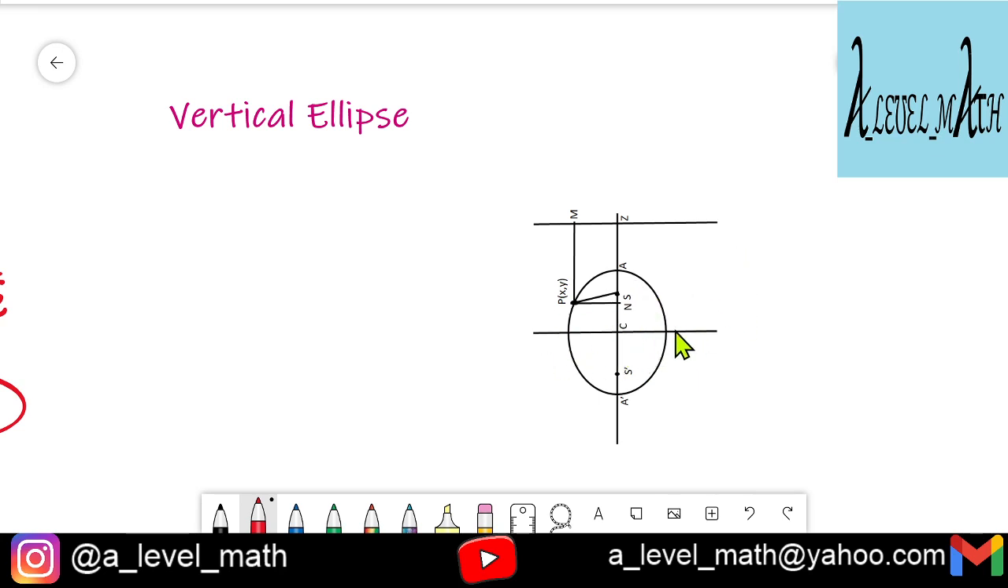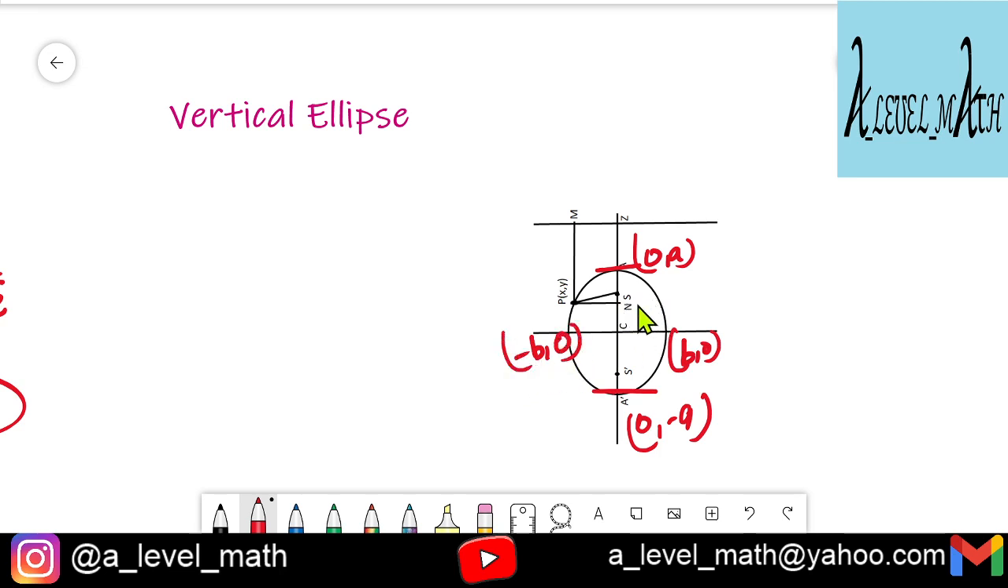If my original vertices were plus minus a comma 0, it will now be 0 comma a and 0 comma minus a. Remember that the distance has not changed. The distance is still a units. It's just that we have rotated it by an angle of 90 degrees. So this point has now become 0 comma a instead of a comma 0, because it's on the y-axis, and this point is now 0 comma minus a, because in the same way it's on the y-axis, not on the x-axis. So similarly, my minor axis becomes b comma 0 and minus b comma 0.